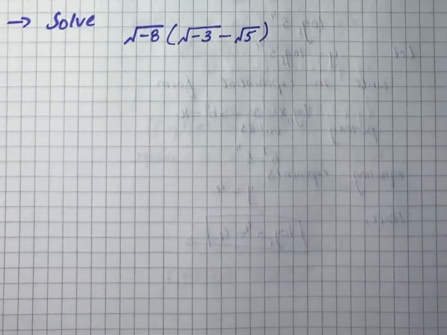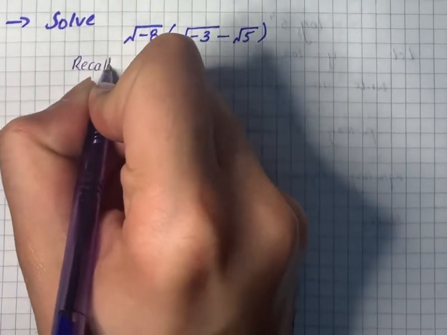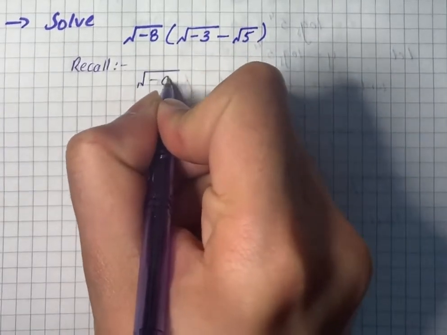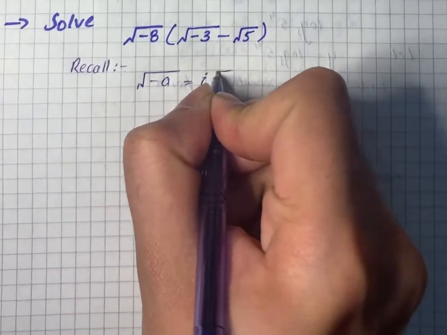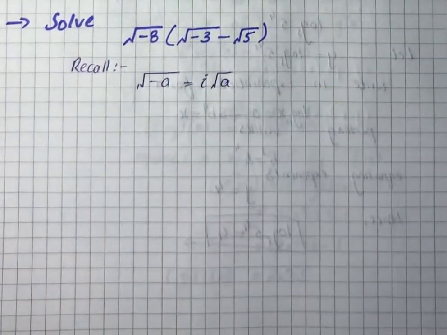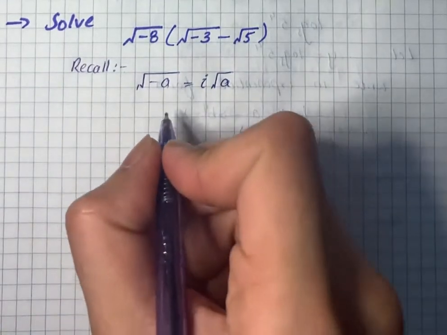We have a question that says: root of minus 8 into (root of minus 3 minus root of 5), in the bracket. So we can recall that root of minus a equals i into root of a. So we know this formula, so we can reform the given question into this formula.